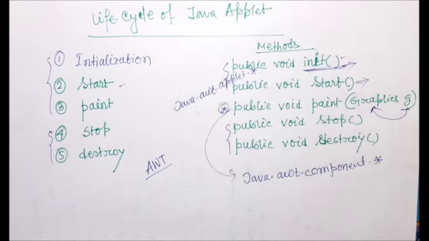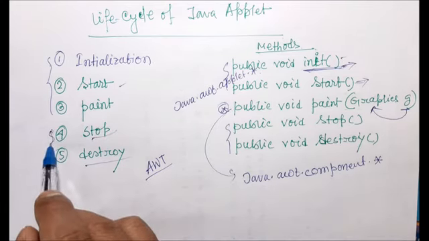And the last one, the destroy method, is called when the environment determines that the applet needs to be removed completely from the memory. So at this point you should free up the resources. The applet may be using the stop method always before calling the destroy method. So this method is called, and before that we have to call the stop method.